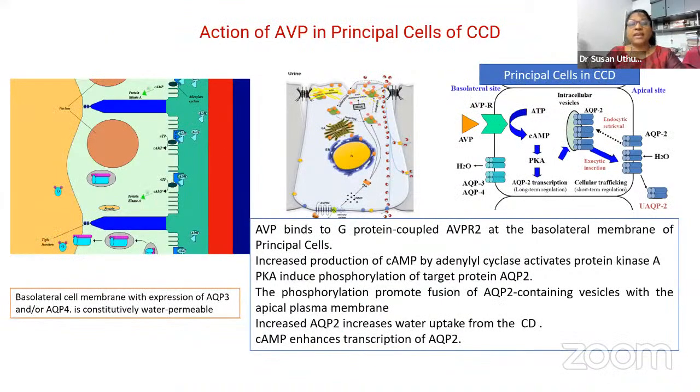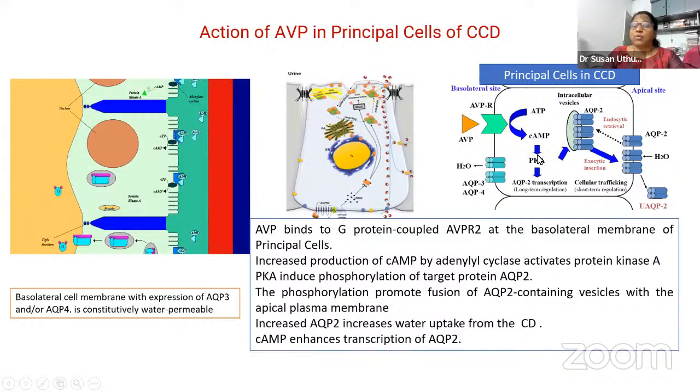So this is what is happening in the brain. Now let us look at what is happening in the cortical collecting duct in the kidney. The AVP coming into the blood will bind to the G protein coupled AVP2 receptor at the basolateral membrane of the principal cells of the cortical collecting duct. This results in increased production of cyclic AMP by adenylate cyclase activation, which in turn increases the activity of protein kinase A, which induces the phosphorylation of the target protein aquaporin 2.